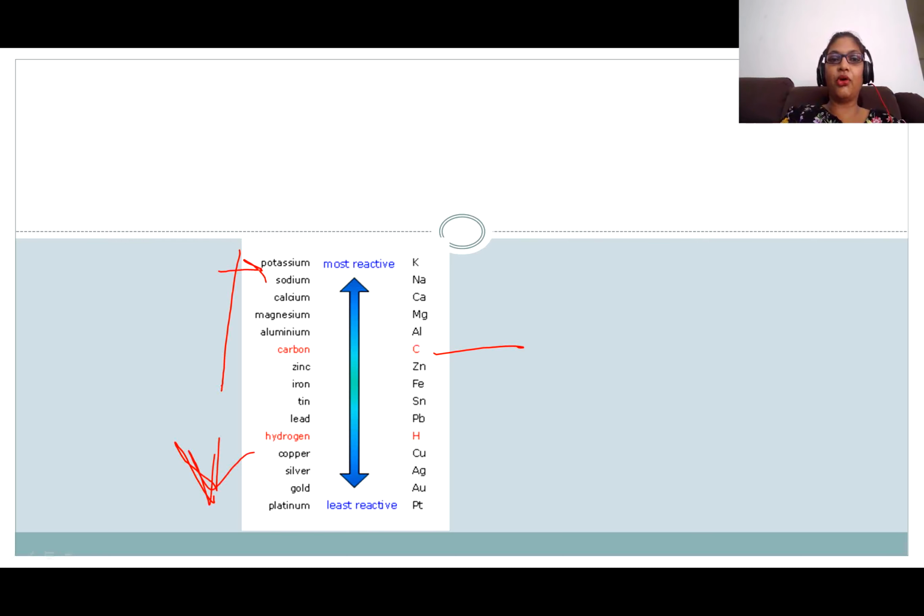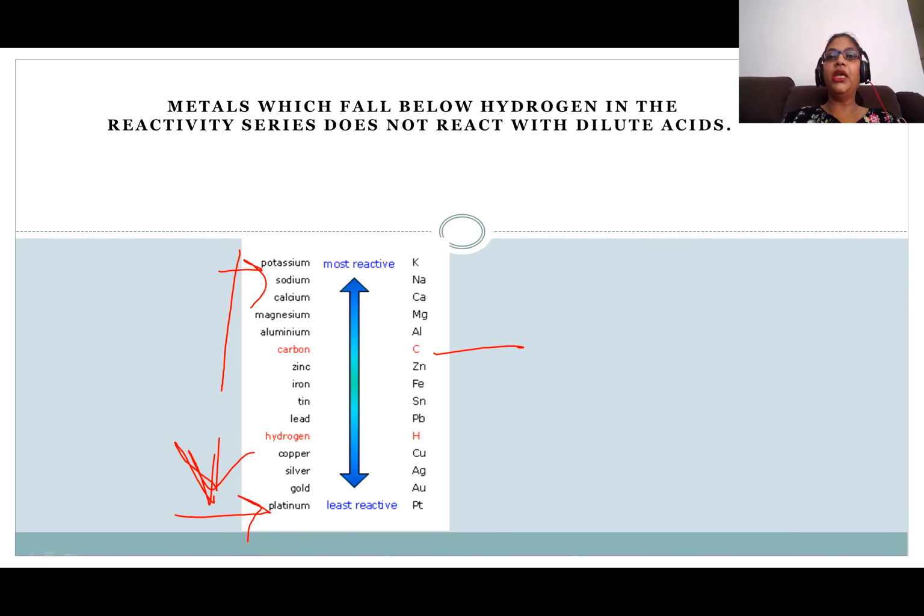The metal at the top, potassium, is the most reactive. The metal at the bottom, platinum, is the least reactive. So if we apply this table to identify whether a metal will react with an acid, all acids contain hydrogen ions. So the metals placed above hydrogen will react with an acid, but metals below hydrogen are not going to react with an acid.